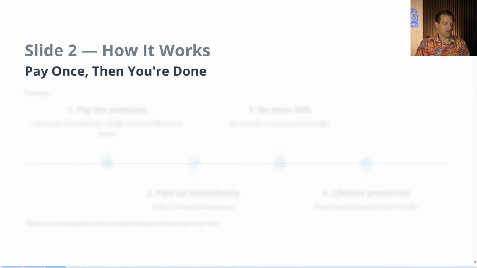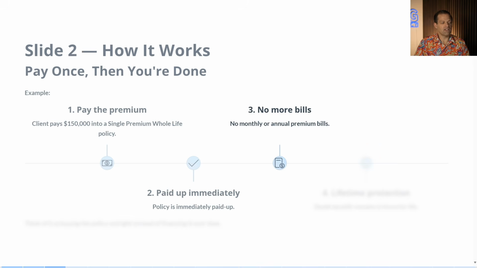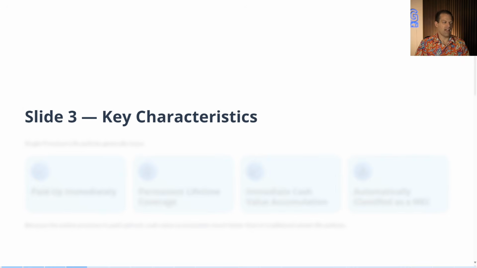So how does it work? You pay it and you're done. I mean, it's that simple. A client pays $150,000 toward a single premium whole life policy. It's paid up immediately, no more bills, and lifetime protection. So think of it as buying a policy outright instead of financing it over time. It's like you pay cash up front versus payments over time.